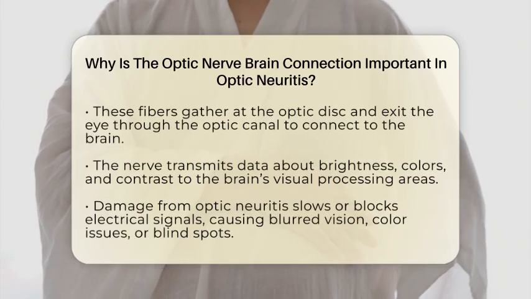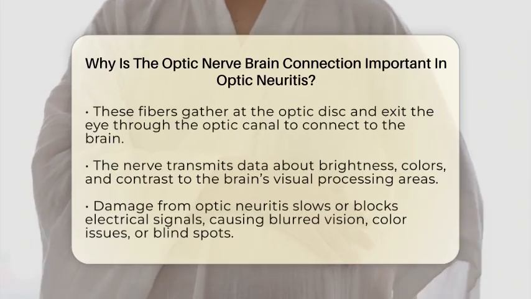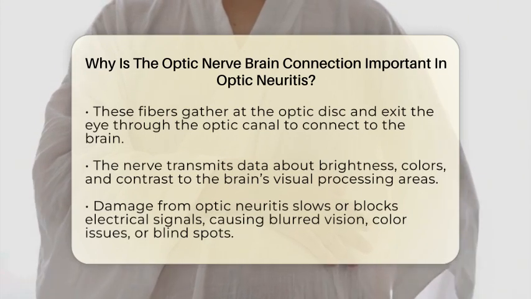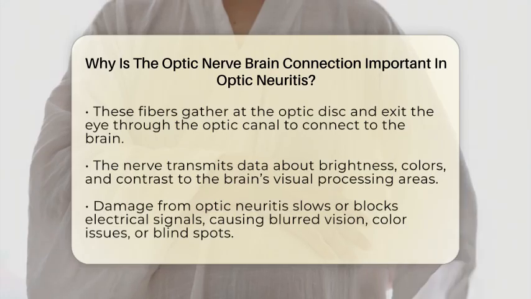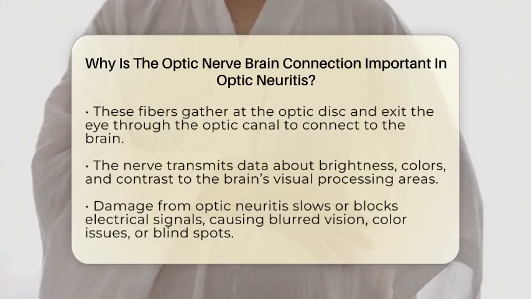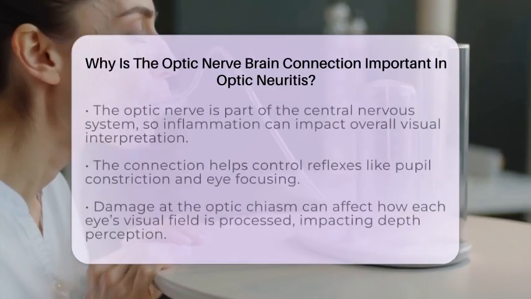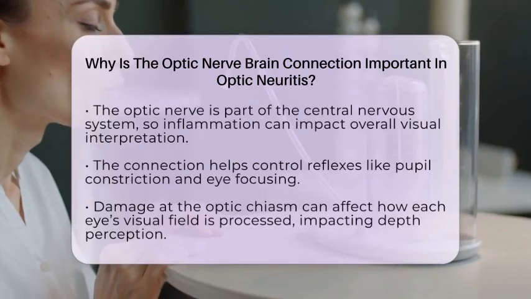In cases of optic neuritis, the inflammation damages the nerve fibers and their protective covering called myelin. This damage slows down or blocks the electrical signals traveling from your eye to your brain. As a result, you might experience blurred vision, difficulty seeing colors vividly, pain when moving your eye, or blind spots in your field of view.